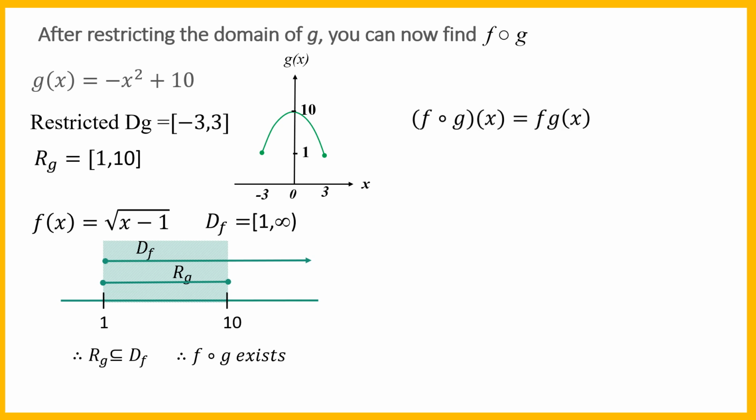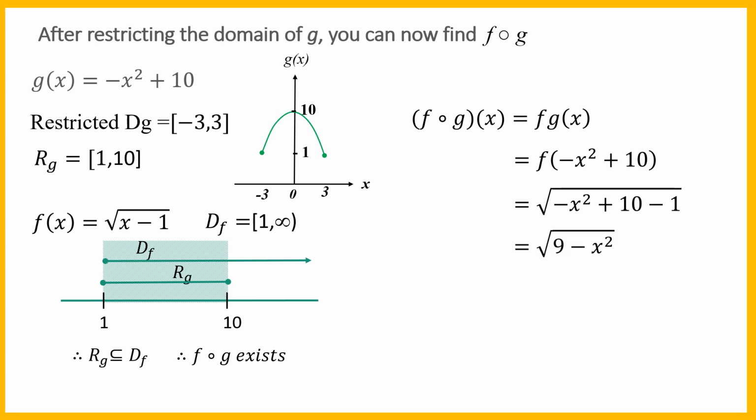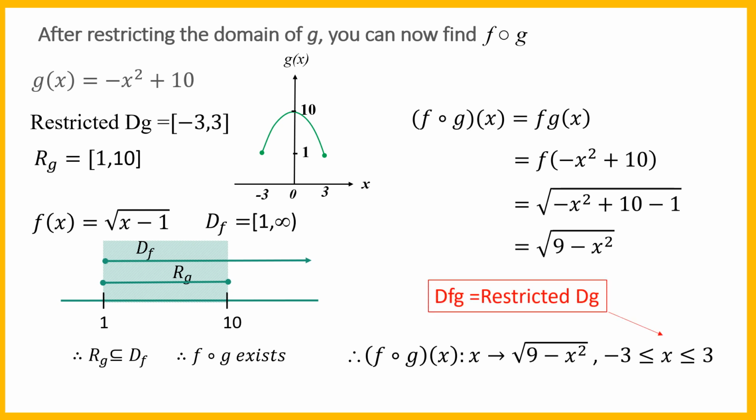Hence, you can now find the composite function f of g. The output of g of x, which is -x squared plus 10, becomes the input of the function f. Simplifying, we have the square root of 9 minus x squared. Therefore, the composite function f of g is the square root of 9 minus x squared in the interval of x from -3 to 3.